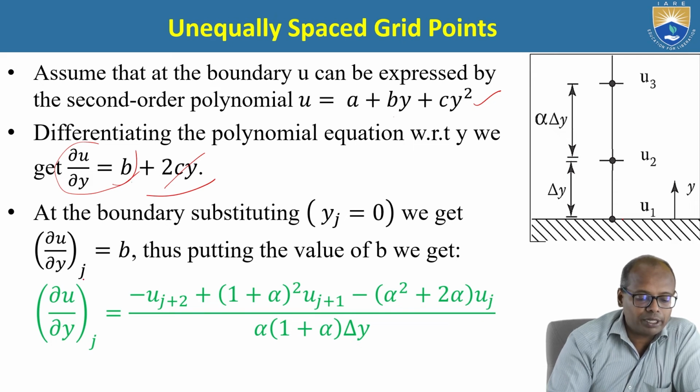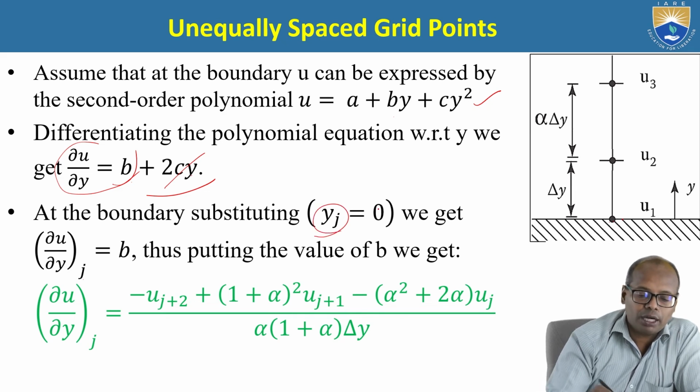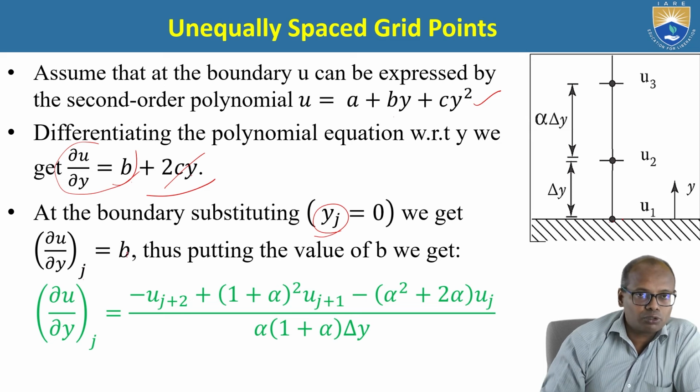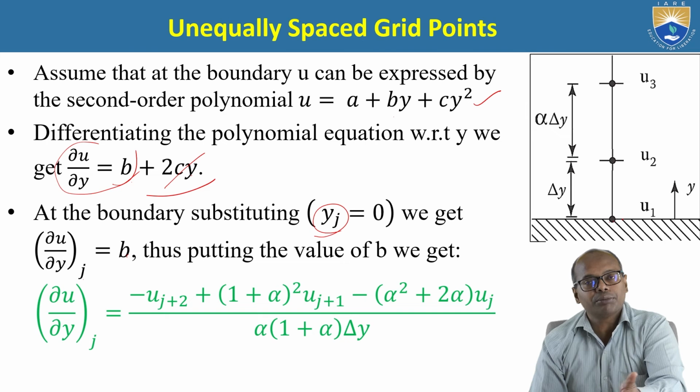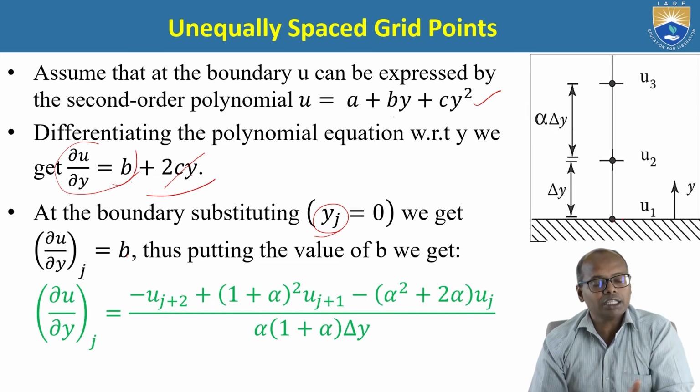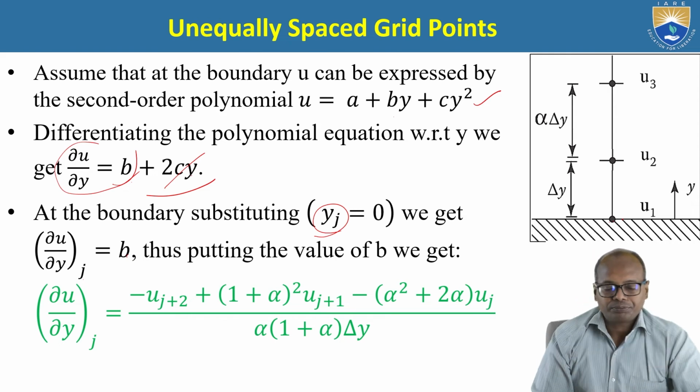So dou u by dou y at j. Why are we calling it at j? Because we are putting the value of y at point 1. So it is a point at point 1, y is equal to 0. I substituted that, so it is dou u by dou y at j, and that is equal to b. And we have already derived the values of a, b, c in the previous slide, and if I use that, it will be dou u by dou y at j.